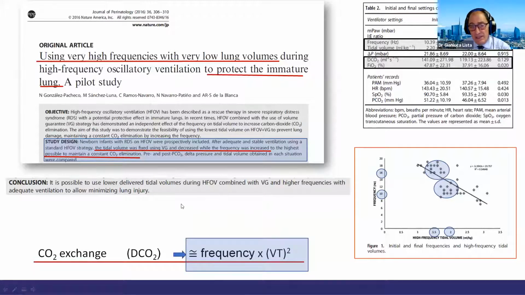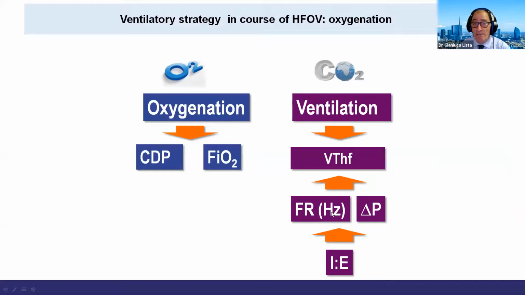In these experiments published by our colleagues in Spain, they tried to increase the frequency of the oscillatory ventilation, always maintaining the same tidal volume and monitoring the DCO2. So step by step they increased the frequency, and maintaining normal CO2, they were able to maintain the same tidal volume with the high frequency, which is correlated with less lung injury.